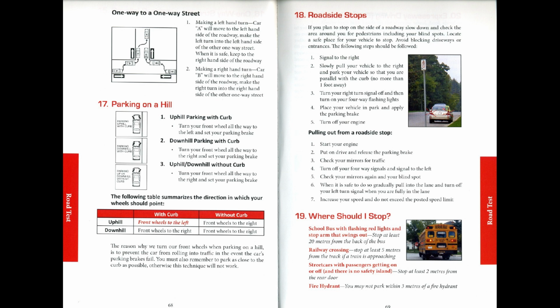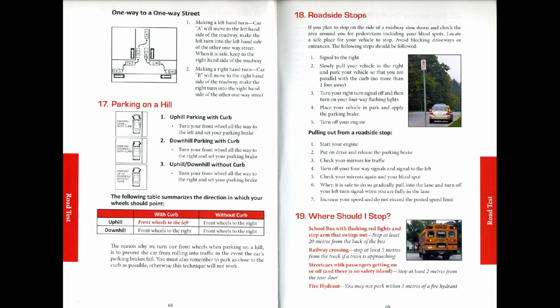Parking on a hill. Uphill parking with curb. Turn your front wheel all the way to the left and set your parking brake. Downhill parking with curb. Turn your front wheel all the way to the right and set your parking brake. Uphill and downhill parking without curb. Turn your front wheel all the way to the right and set your parking brake.